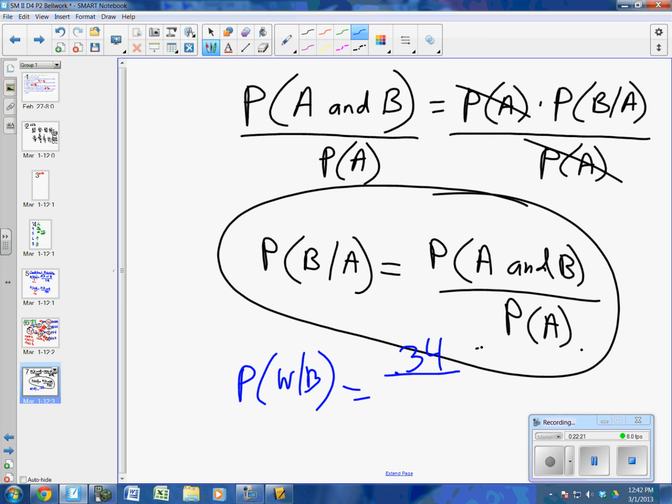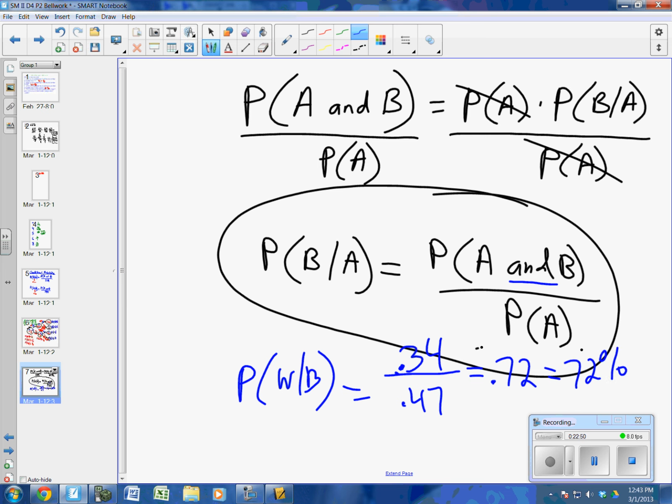0.34. That's the intersection. Remember the word "and" is an intersection? In there I had you underline the word "and," black and white. That's the intersection. And it's divided by the probability of a black, or the probability of the given. What's the given? 0.47. If I put that in my calculator, I get 0.72, which is equal to 72%.